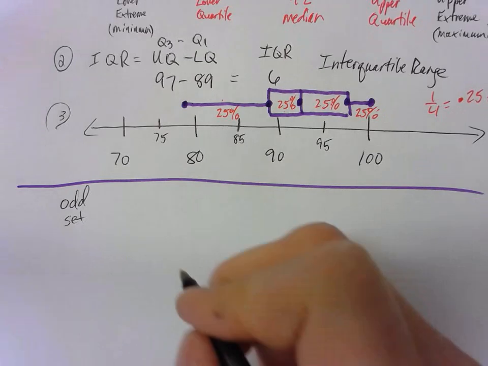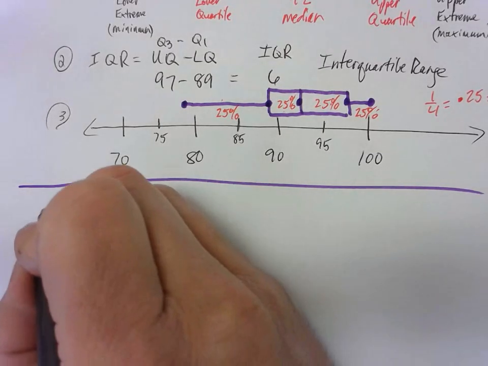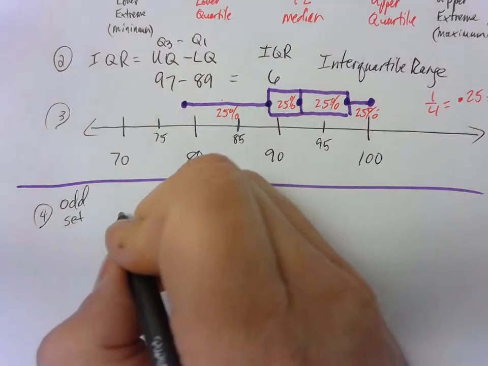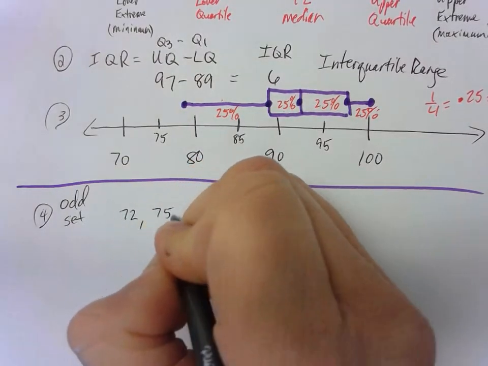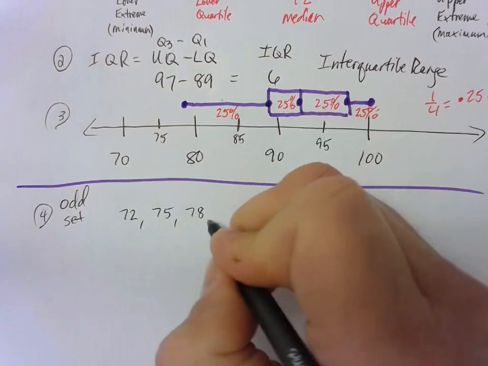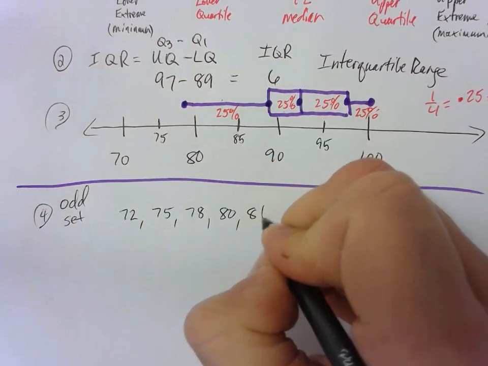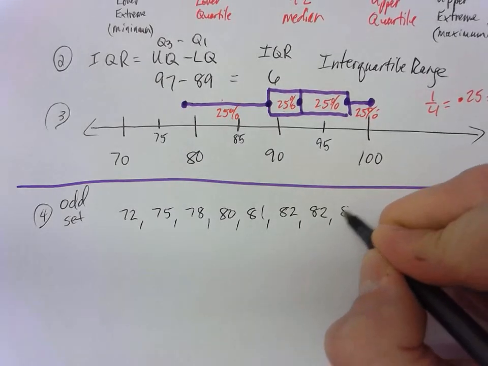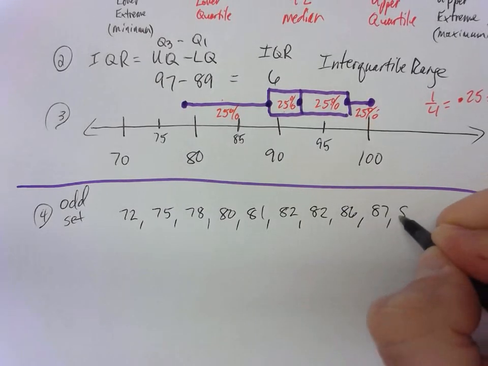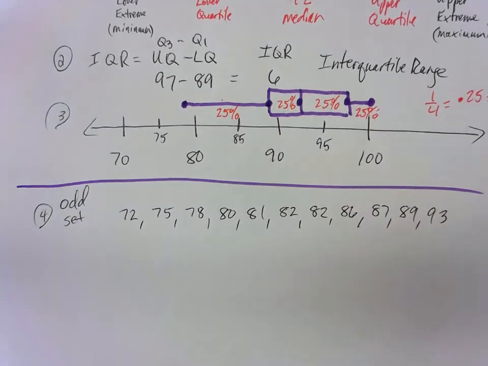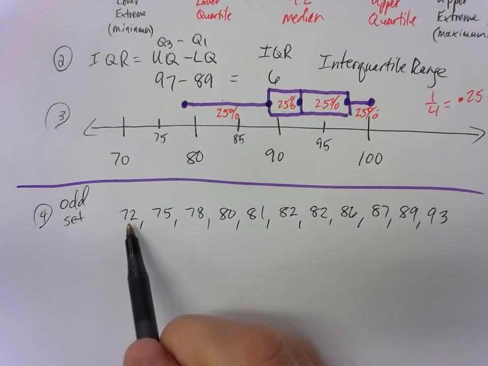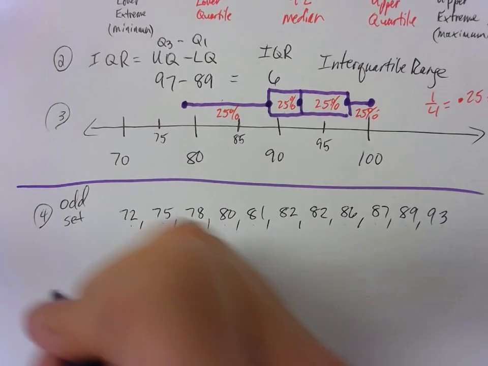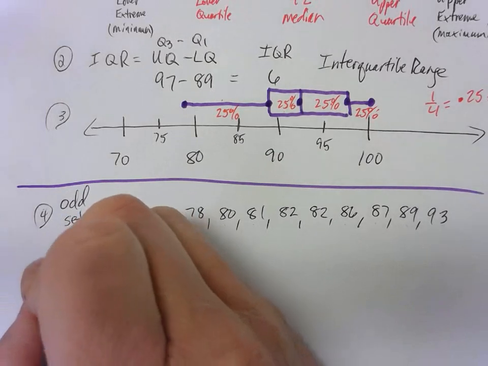All right, so now we're going to do a little bit different. So this time we got an odd set of data. And again, I'm just going to use the same numbers that are on that other paper that I was talking about. So we got 72, 75, 78, 80, 81, 82, 82, 86, 87, 89, and 93. So let's count up the numbers, make sure there actually is an odd set of numbers here. So we got 1, 2, 3, 4, 5, 6, 7, 8, 9, 10, 11 numbers. Okay, and 11 numbers, of course, is an odd number.